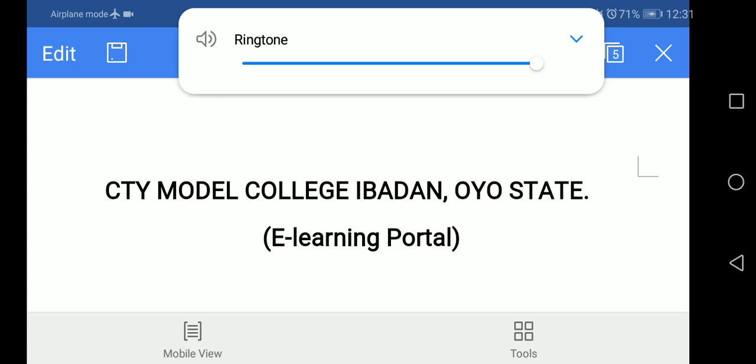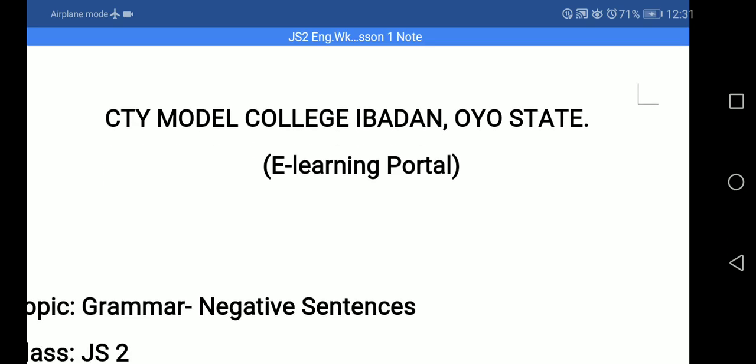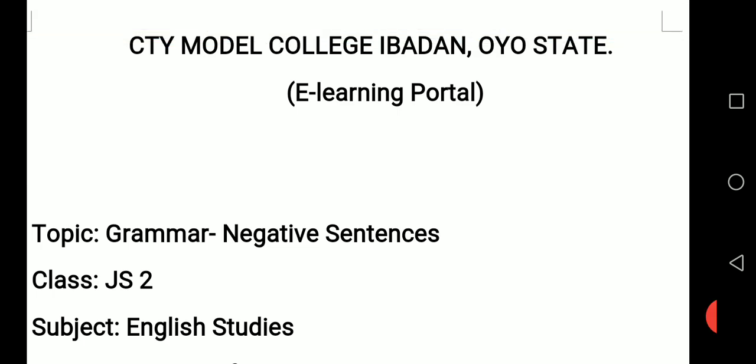Welcome to CTY Model College Ibadan, Oyo State e-learning portal. It's another English studies class, and today on the e-learning portal, our topic will be grammar, negative sentences. This can be found on pages 177 and 178 of your NUSEC JS2 English textbook.